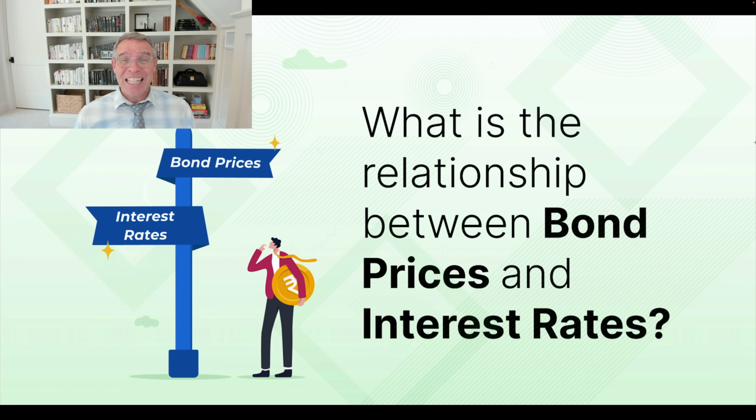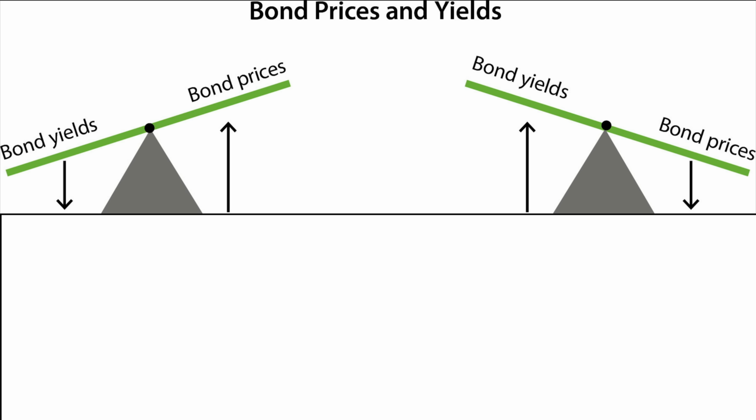Now, just what is that type of relationship? This is called an inverse relationship, meaning that when bond yields fall, bond prices will rise, and vice versa. When bond yields rise, bond prices will fall. Now, why would that be the case? In order to understand this, let me just give you a quick scenario.